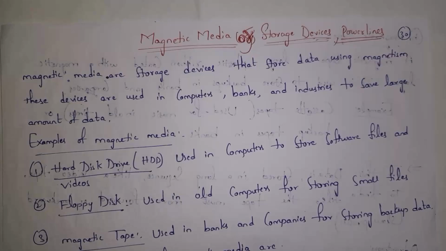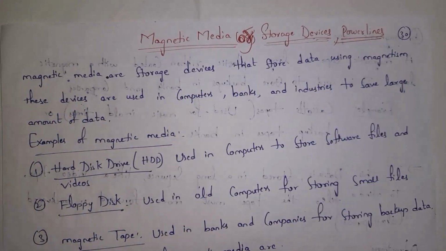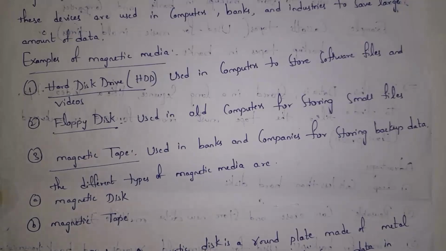Next I will explain what magnetic media is. Magnetic media are storage devices. These devices are used in computers, banks and industries to save large amounts of data. Guys, these are examples of magnetic media. And the first one is the hard disk drive. Shortly we call it HDD. Guys, we use a hard disk in computers to store files.